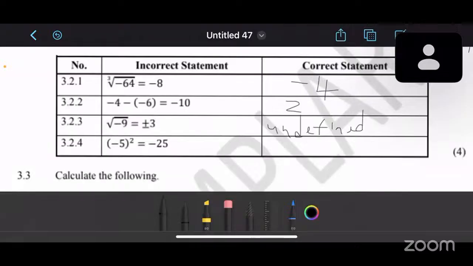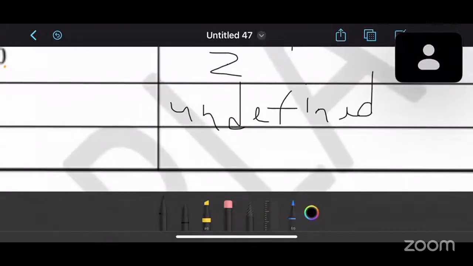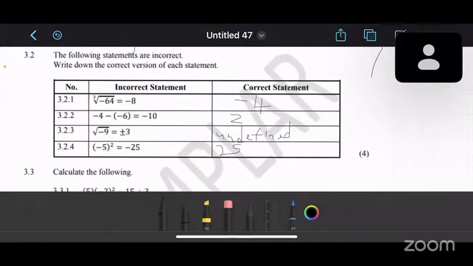And then let's go to 3.2.4. Angeli says in brackets -5 to the power of 2 is equal to -25. What's going to be the correct answer for this? The answer to -5 to the power of 2 is positive 25. So it's 25 like that, okay?